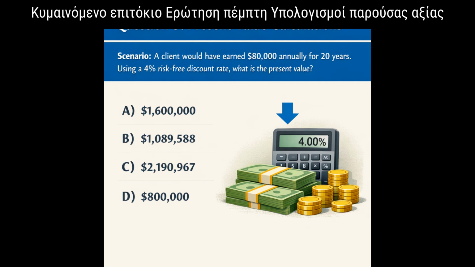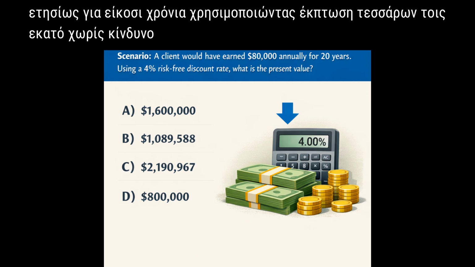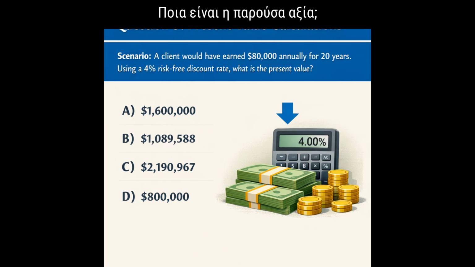Question 5. Present value calculations. Scenario. A client would have earned $80,000 annually for 20 years. Using a 4% risk-free discount rate, what is the present value?